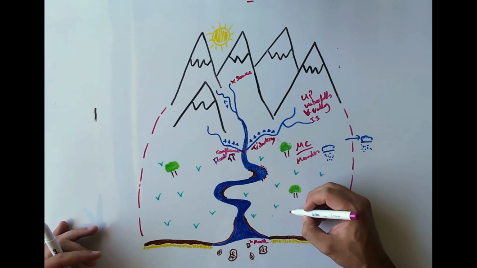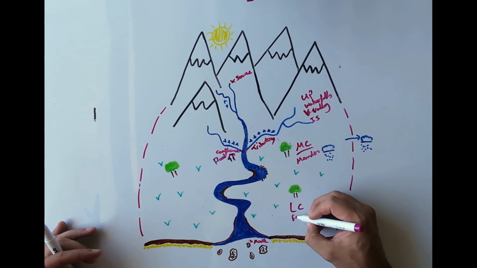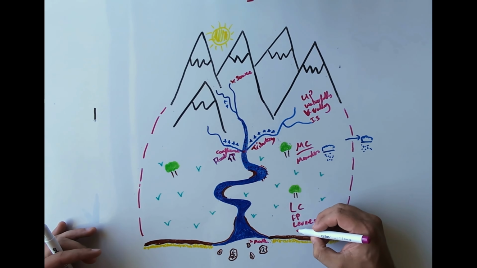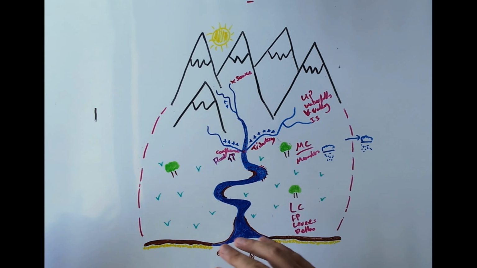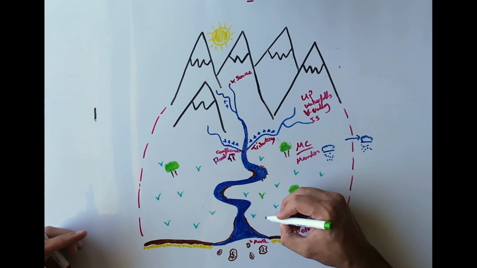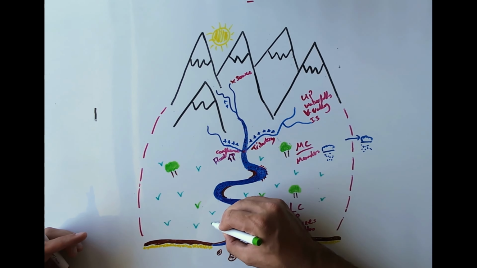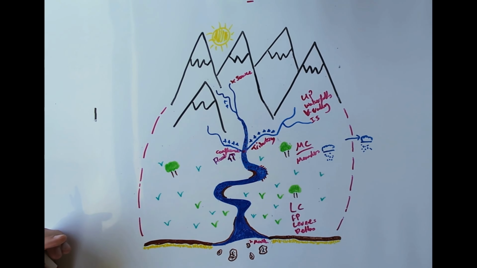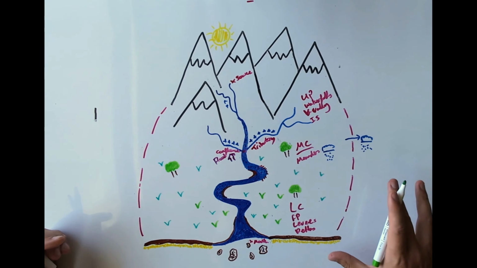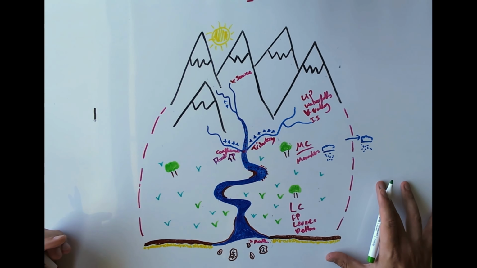We then move on to the lower course, which is where we find floodplains, levees, check out my videos for those, and deltas. Yep, and this tends to be the most densely populated part of the river, and this is because the land is flat, the land is very fertile because of the nutrients from flooding, and so farming is very, very easy. And that kind of rounds out our key features of a drainage basin, okay?